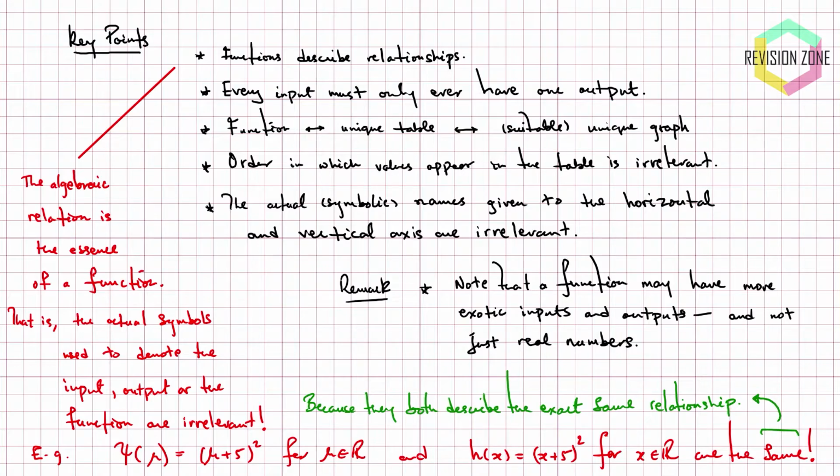Before moving on to transformations, let's quickly focus on this remark, which I've already said: note that a function may have more exotic inputs and outputs, not just real numbers. I want to emphasize this because as part of the A-level syllabus, we will see things like implicit functions and parametric functions. If you're not at least mentally and conceptually prepared for that, you might struggle with them when you see them. Knowing that functions are a lot more general and abstract than just something which takes in real numbers and gives out real numbers helps one be prepared for what's to come.